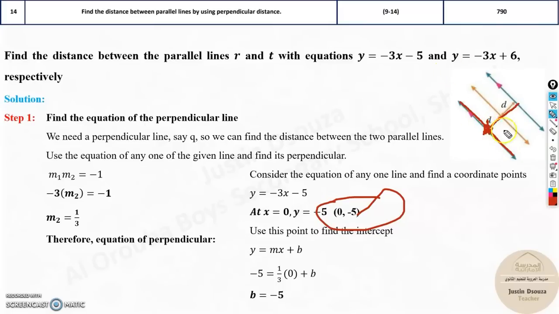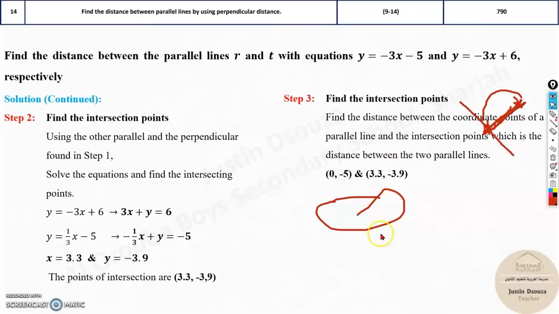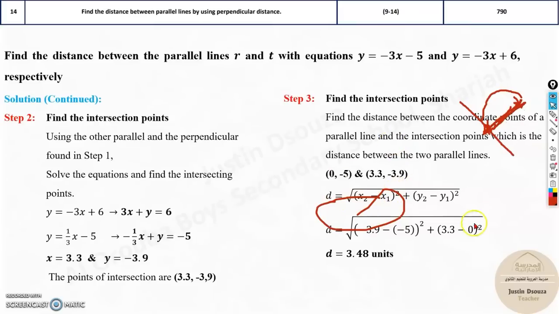Then don't use the same line because you already found this. You need to find the other intersecting point. So now we get two intersecting points at the ends of the perpendicular line. That would be the shortest distance, the perpendicular distance. Therefore we just find the distance between those 2 intersecting points. Use the distance formula and you will get it.